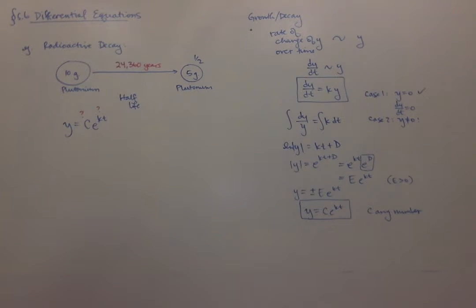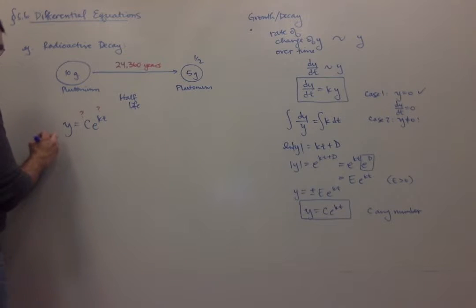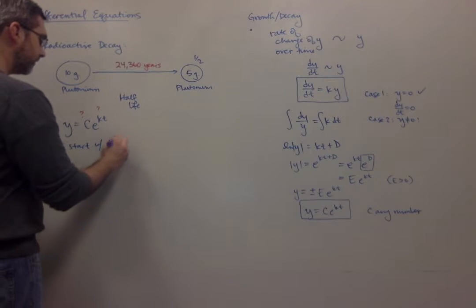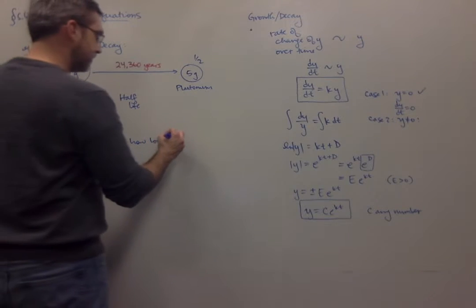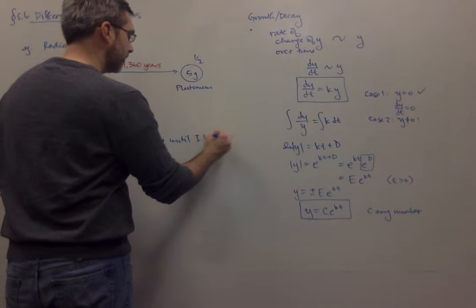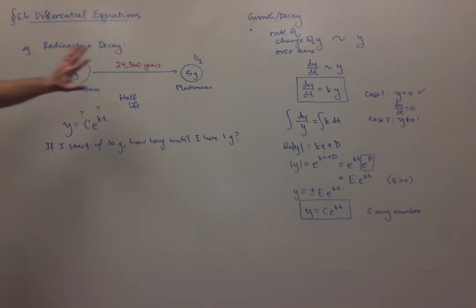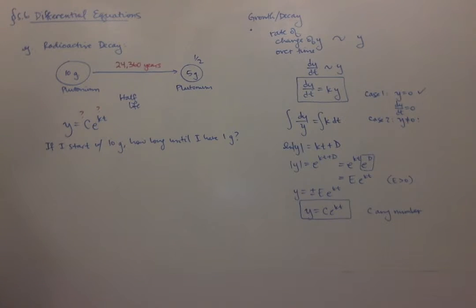Okay, so to give you an example here, let's say that I gave you the half-life of plutonium, and then I said if I start with 10 grams, how long will it take me until I have 1 gram? So how long do I have to wait for the plutonium to decay and decay and decay until I only have 1 gram of plutonium left instead of 10?